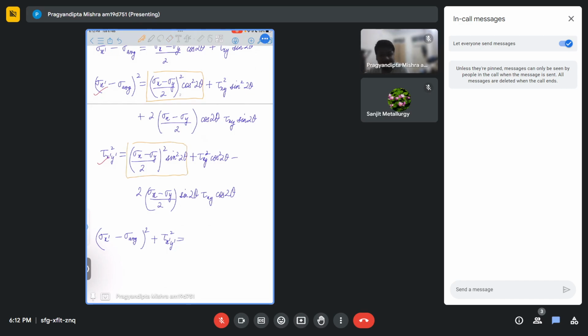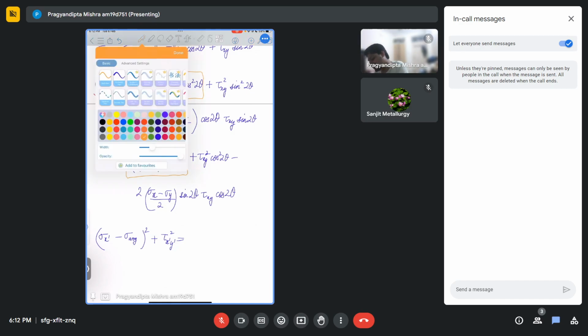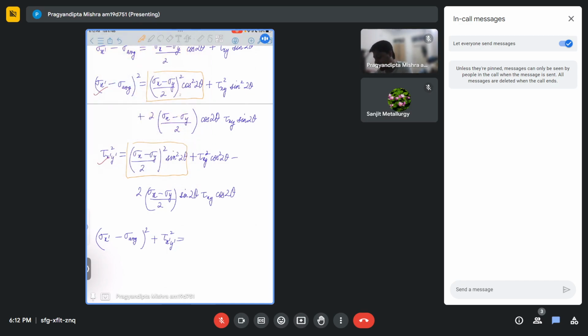This term and this term are essentially having sigma x minus sigma y by 2 whole square as common, and then it will just be sin square 2 theta plus cos square 2 theta. Now we know from convention, sin square 2 theta plus cos square 2 theta will be equal to 1. So that will just become equal to sigma x minus sigma y by 2 the whole square.